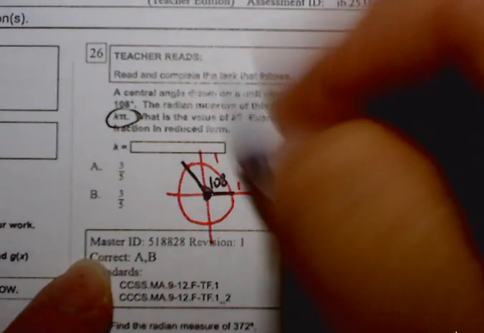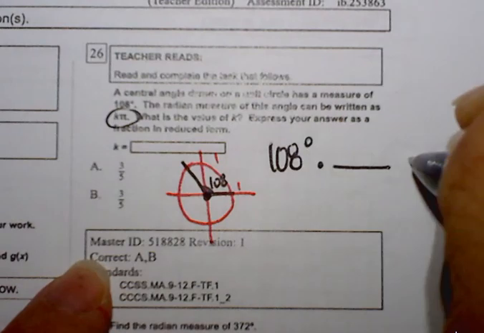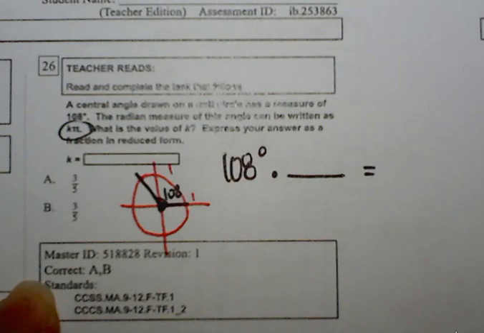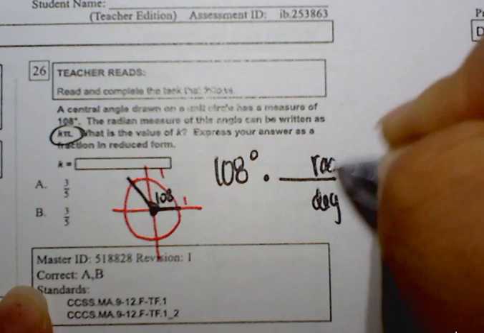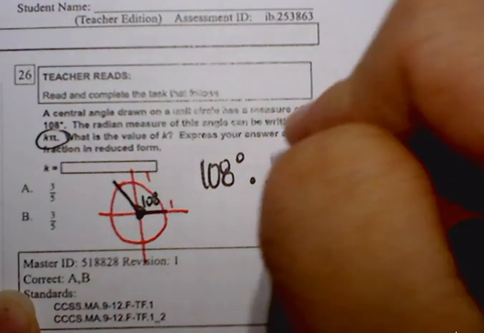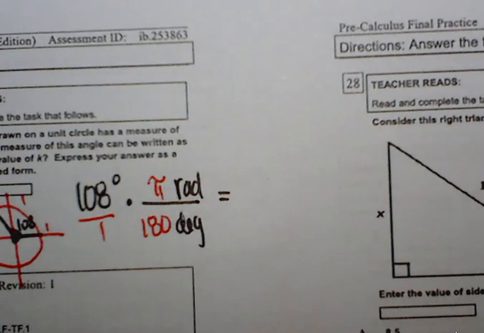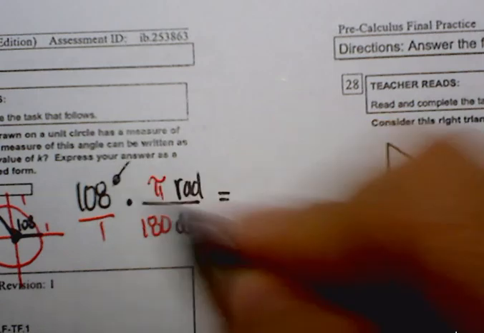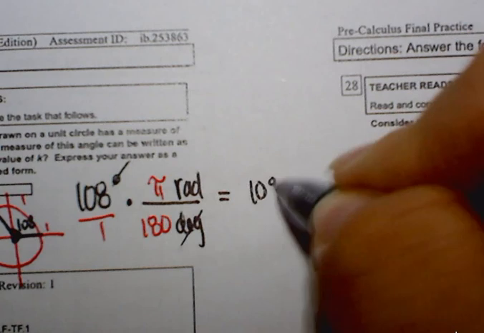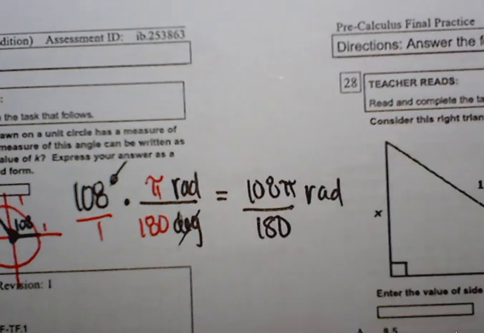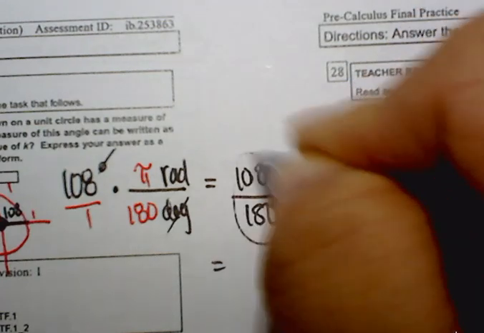So when I convert, this is what I do. I multiply it by a factor of 1. I want my degrees on the bottom so I could cancel out the degrees. How many radians equals how many degrees? Pi radians equals 180. Okay, so if I multiply across, what's going to cancel? My degrees will cancel, my radians will be left. 108 pi divided by 180 radians. That's my answer, but if you simplify that fraction, your answer is 3 pi over 5 radians.